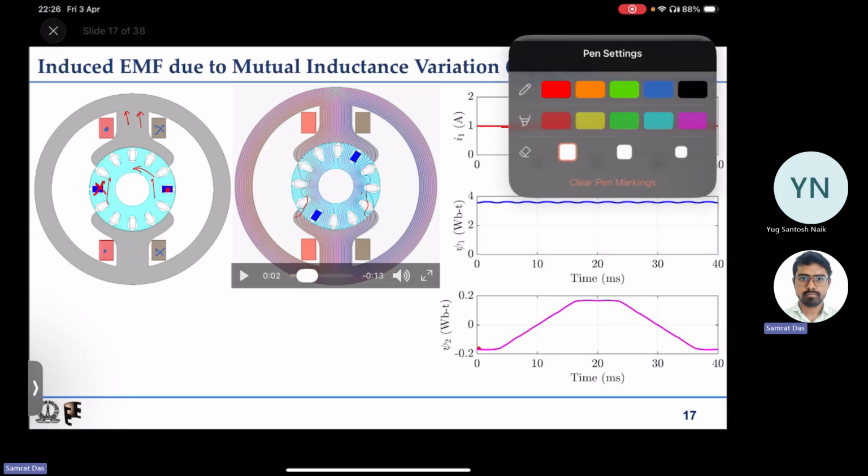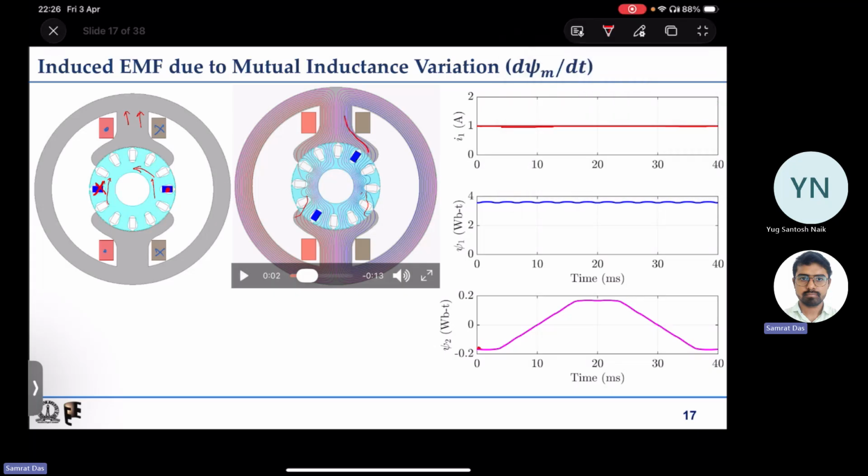I'll show one representative flux line. Say this is one flux line that does not link the coil, that does not enclose any of the conductors of the coil. Or similarly you can also have this flux line, which similarly does not enclose any conductors of the coil.